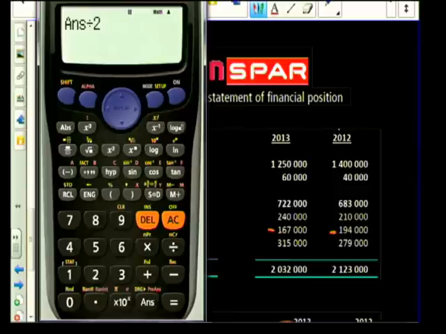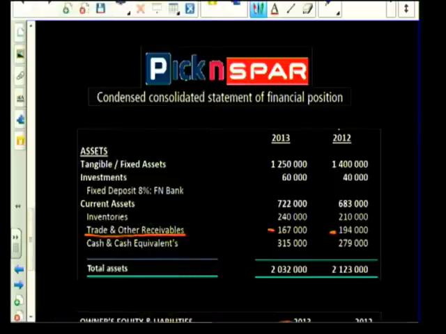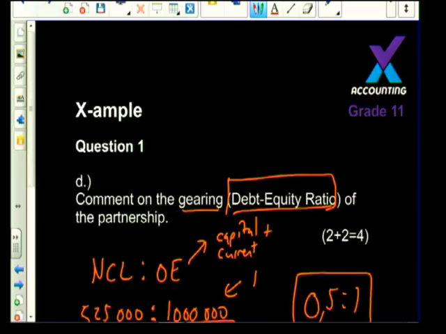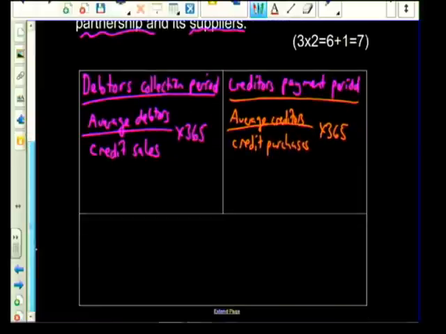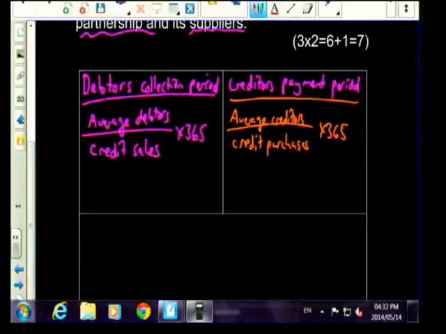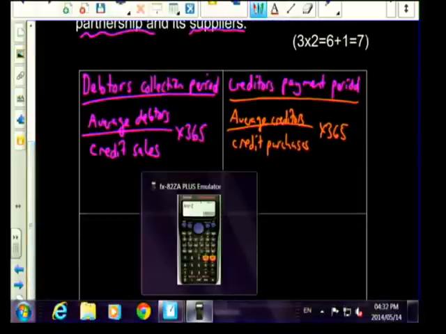The answer comes to 180,500, and that is the figure that we need to put in at the top of our ratio. So for the debtors' collection period, our average debtors for the year was 180,500. Let me just write it in here, 180,500. That is our average debtors for the period. And now we need to divide it by our credit sales.